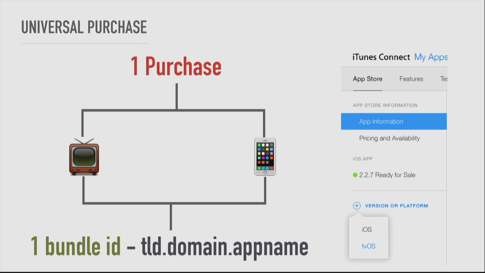And universal purchase. This is quite cool: if you have an app on iOS, you can bundle it with the TV app. So if they've bought it on iOS, they also get it for free on TV. To do this, all you need to do is make sure it has the same bundle ID. It's really easy to do in iTunes Connect. But once you have actually enabled this, there's no way to disable it. So make sure you've made the right decision.